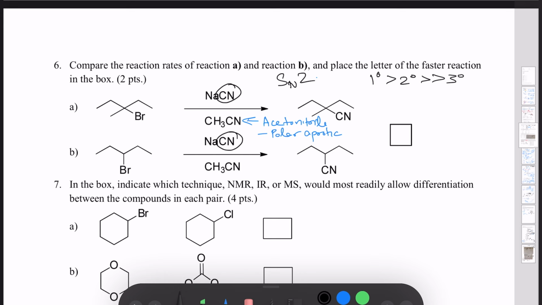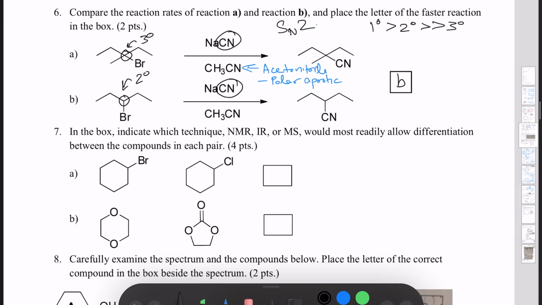So when we look at these two, we see that the carbon that is attached to the bromine is a tertiary carbon because it's attached to 3 other carbons. And the carbon attached to the bromine in the other is a secondary carbon. So right away we can tell that in fact B will be more favored because it's a secondary alkyl halide, so it will react faster, and it virtually won't react with the tertiary alkyl halide.